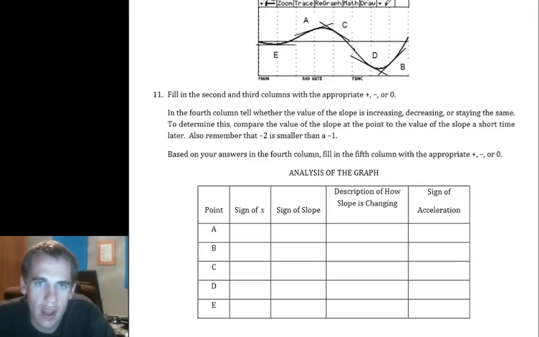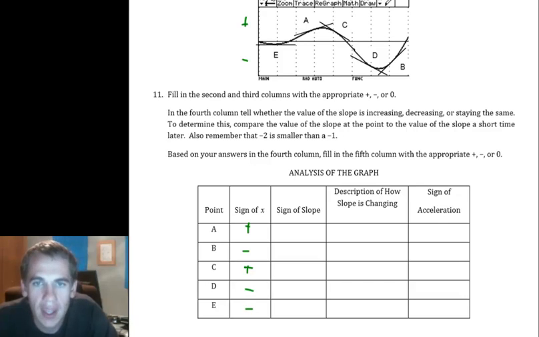Okay, so first it says let's just get the sign of x, and to do that we just say up here is positive, below the axis is negative. So let's see, at A is right here, that's a positive A. B is over here, it's negative. C is over here, it's positive. D down here, negative, and then E is also negative. Okay, so we've just located, is it in front of the origin or is it behind the origin?